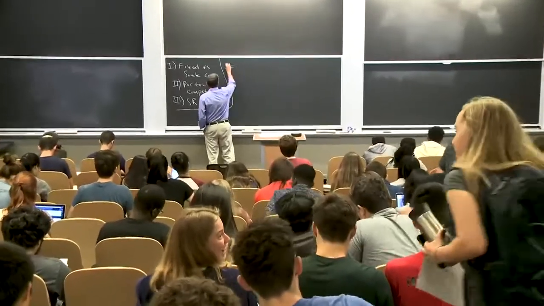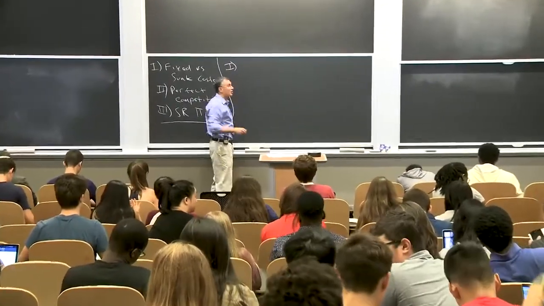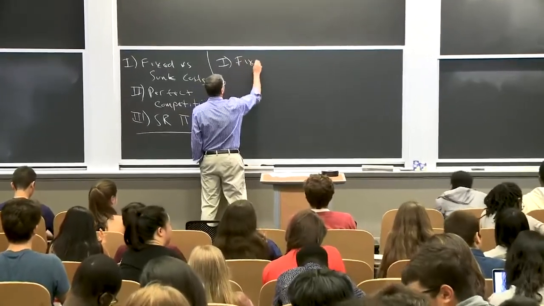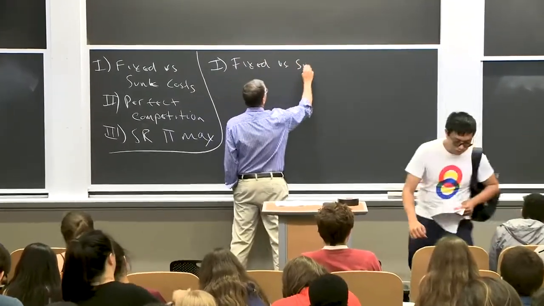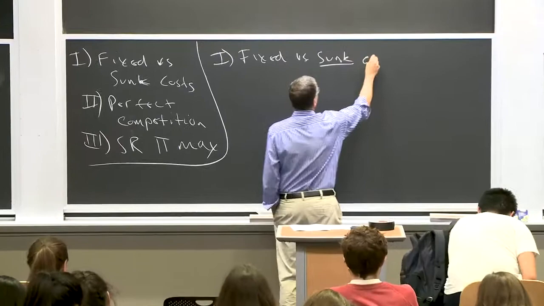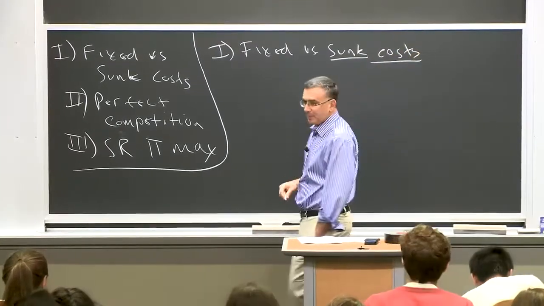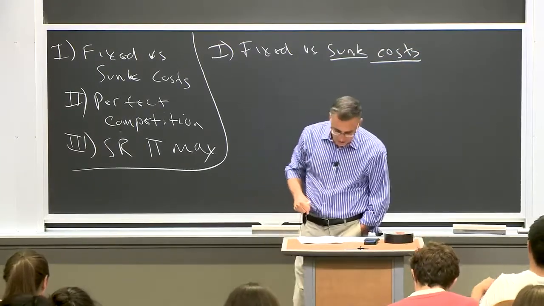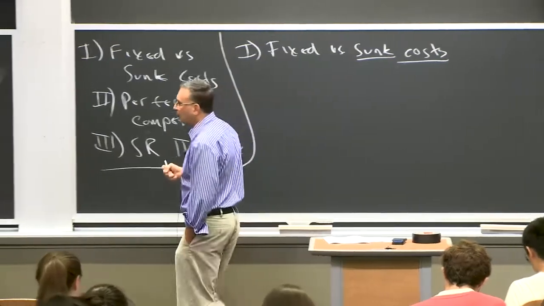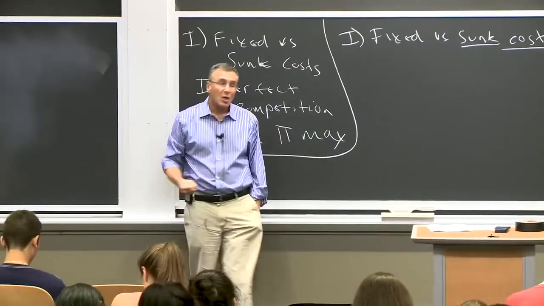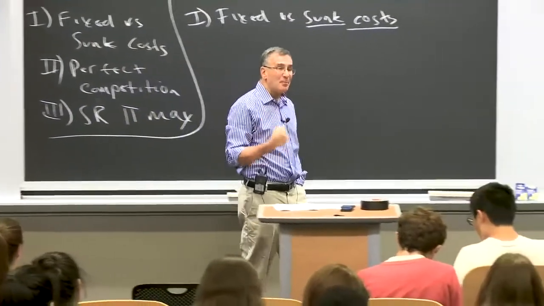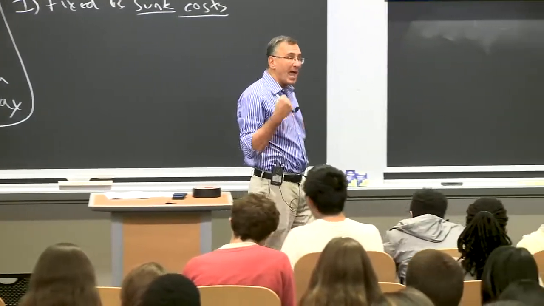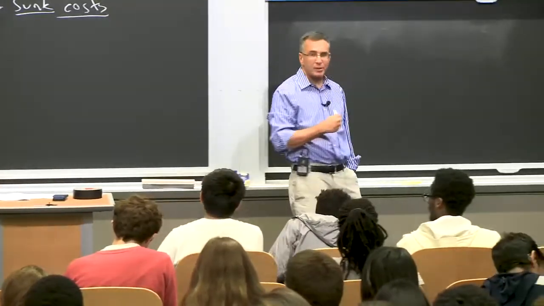So I want to start by talking about one concept on costs we didn't get to cover last time, which is fixed versus sunk costs. And sunk costs are an important term in economics, so I want to make sure people understand what they are. Okay? Sunk costs are essentially costs that cannot be changed no matter what action you take from this date forward.